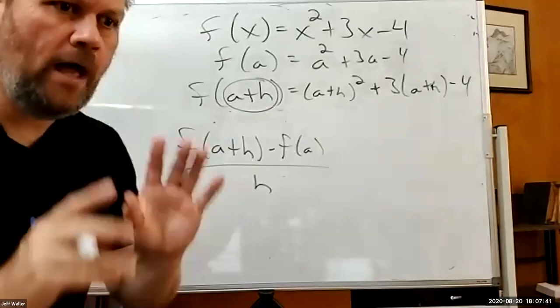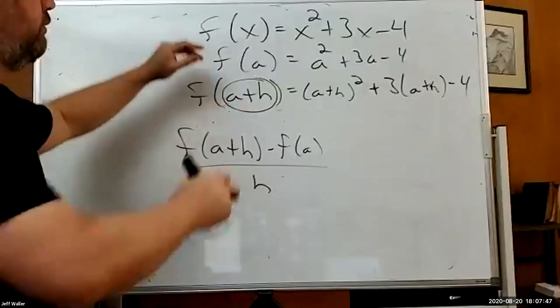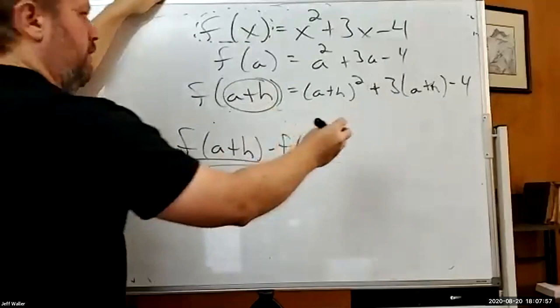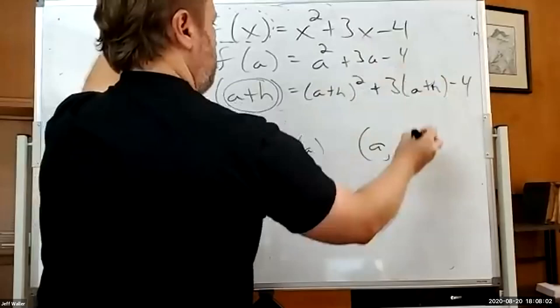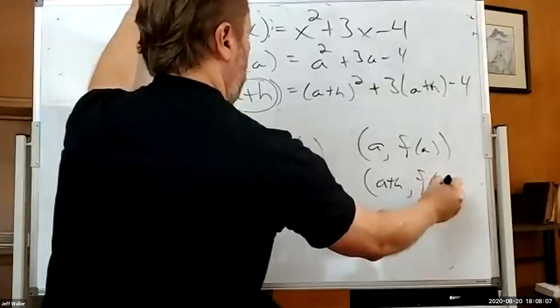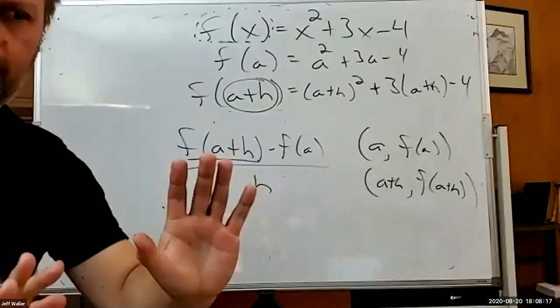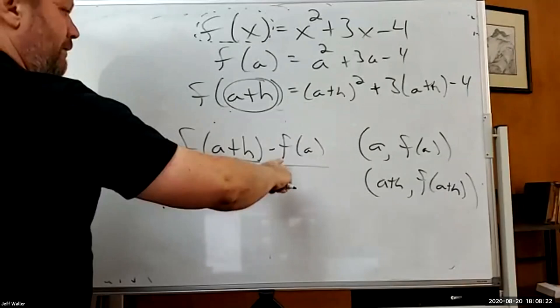Now, I want you guys to realize something. This might be a really weird question, but what did this take the place of from basic algebra? So watch this. When you put a in, you get f of a. When you put a plus h in, you get f of a plus h. That's amazing, isn't it? It's like x, y, x, y. Input, output, input, output. Is everybody semi-decent with that? Yeah. So what equation is this really? This is just the slope equation.